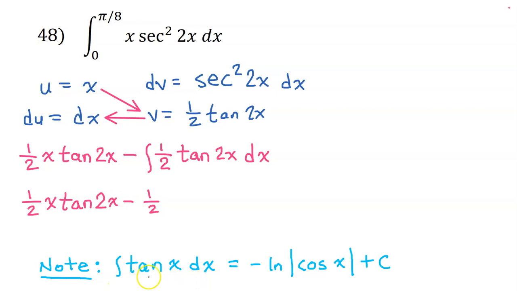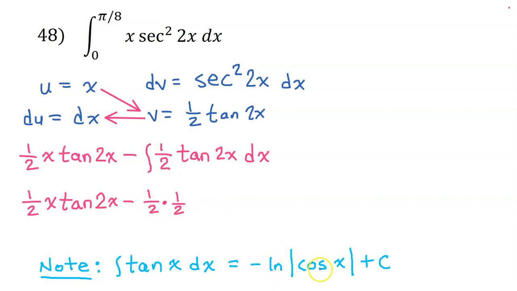We have a memorized rule for the antiderivative of tangent x dx. It's negative natural log absolute value of cosine x plus c. Because we have tangent of 2x, we have to do the mental u substitution. U is 2x, so u prime is 2. We always divide by u prime, which we show with a 1/2 in the front. That's in addition to the 1/2 that was already there.